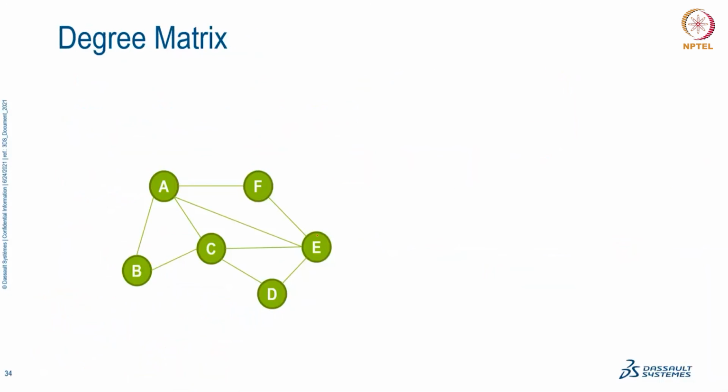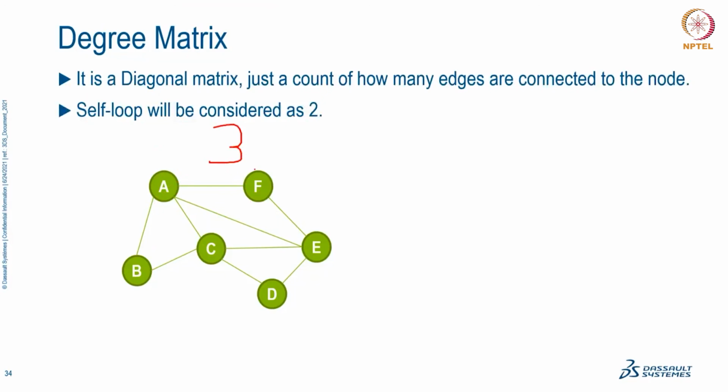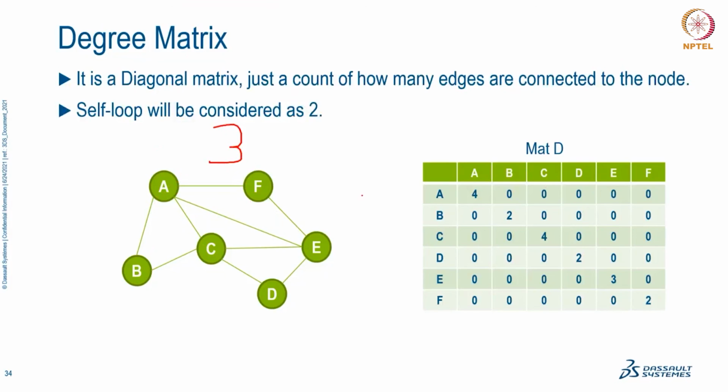There is another type of matrix that is also required for graph neural network, that is the degree matrix. What this degree matrix suggests is a node is connected to how many other nodes, that can be decided based on the degree matrix. For example, here A is connected to B, C, and F. So basically 3 nodes. There is no self connection, so it will be 3 nodes. And it's a diagonal matrix. So it's symmetric diagonal matrix.